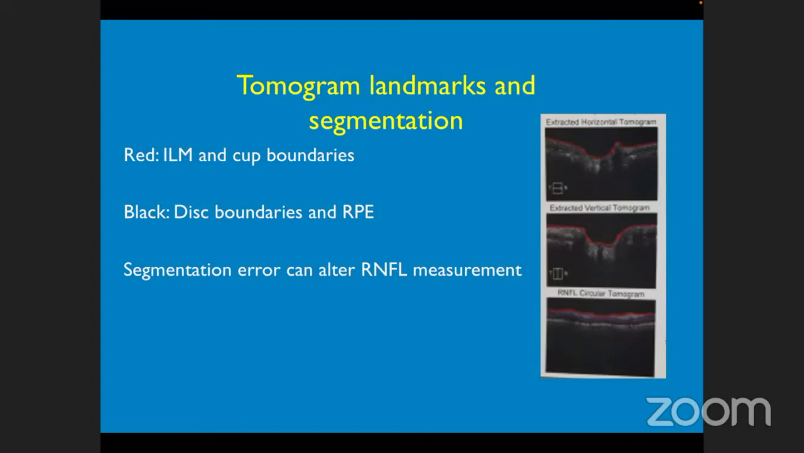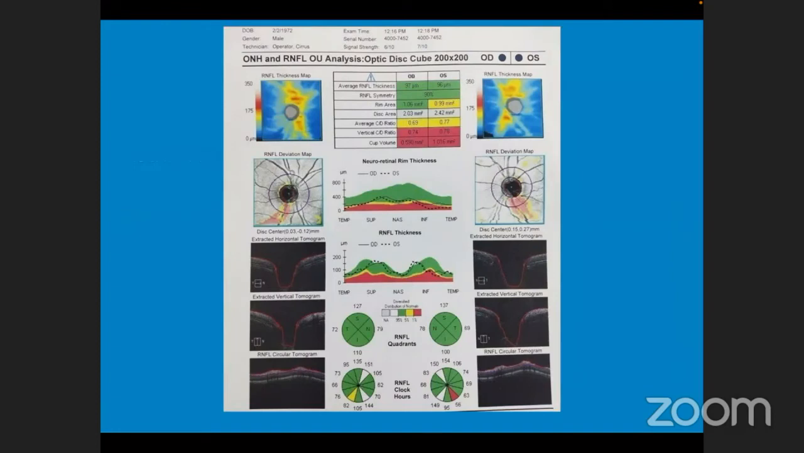Red line represents ILM cup boundaries, while black line indicates disk boundaries and RPE. So this is a printout of a patient, and we can one by one interpret each map. The signal strength is very normal, so we can go ahead because this is a reliable print. The first part is the RNFL thickness map, where you can see the hourglass pattern is lost, and there is a shift of this pattern towards the nasal side.